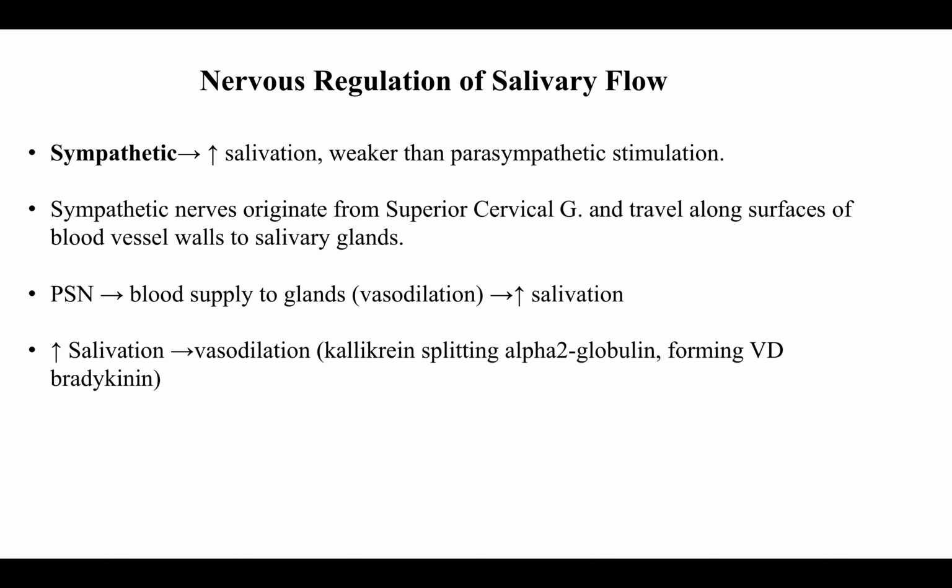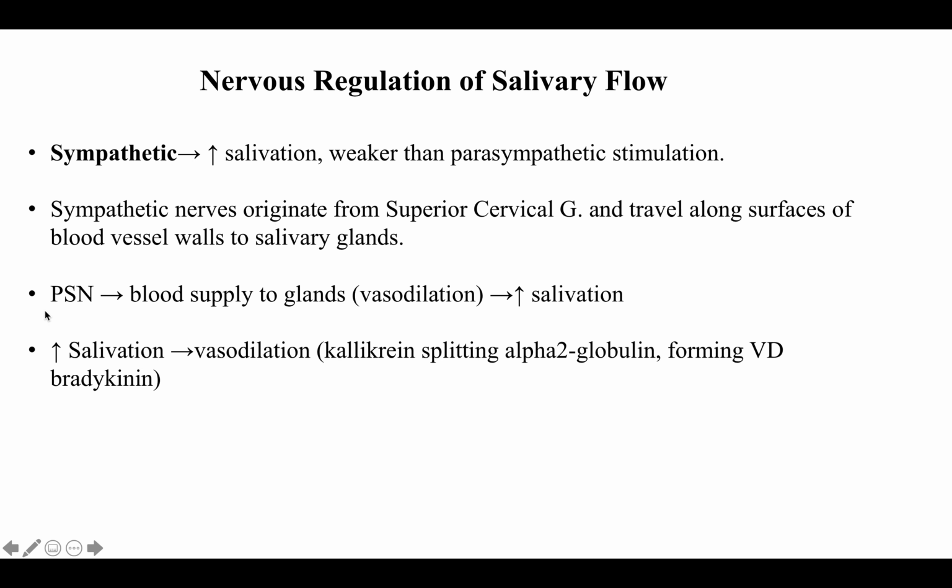Now, the sympathetic nervous system also increases the salivation. However, its effect is weaker than the parasympathetic nervous system. And the sympathetic nervous system originates from the superior cervical ganglia, and it travels through the surfaces of the blood vessels into the salivary glands.